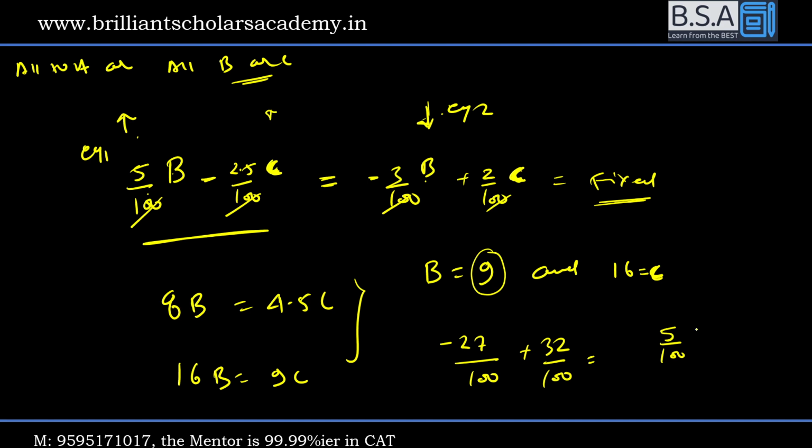When you apply 3 upon 100 in B, you are calculating rupees or percentage? Rupees, minus 3% of B, that much rupees you have lost. 2% of C, that much rupees you have gained. These are rupees. Now see, how much money did you invest? 9 rupees and 16 rupees. Total investment is 25 into 100.